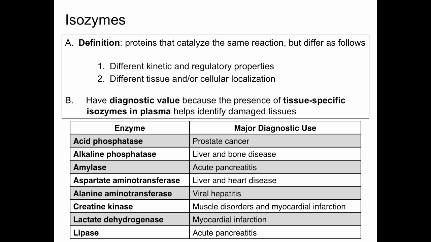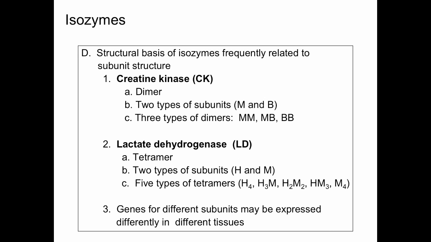Creatine kinase, which can be used to diagnose muscle disorders and myocardial infarction, and lactate dehydrogenase, which also has a role in the diagnosis of myocardial infarction. In the case of these two isozymes, they're multi-subunit. Creatine kinase is a dimer. It has two types of subunits, M or B, and three types of dimers, MM, MB, or BB, whereas lactate dehydrogenase is a tetramer, two types of subunits, H and M, and 5 different permutations of the tetramer, H4, H3M, H2M2, HM3, or M4. Importantly, the genes for these different subunits may be expressed differently in different tissues, and this can lead to variations in subunit composition.